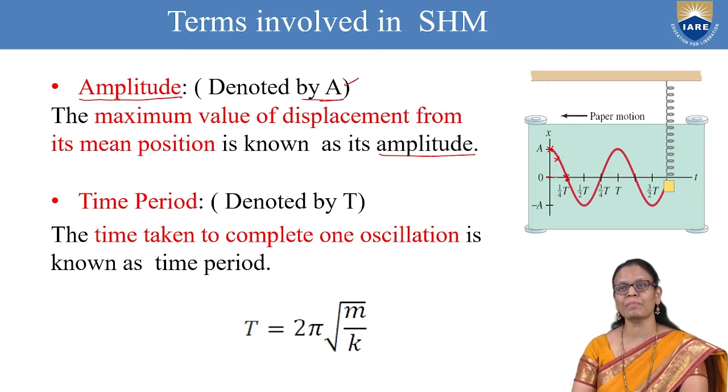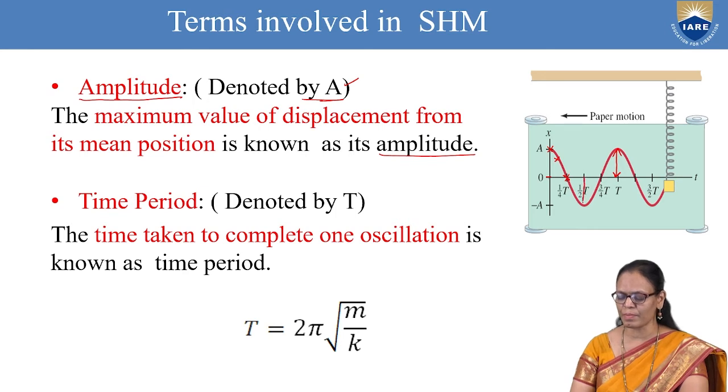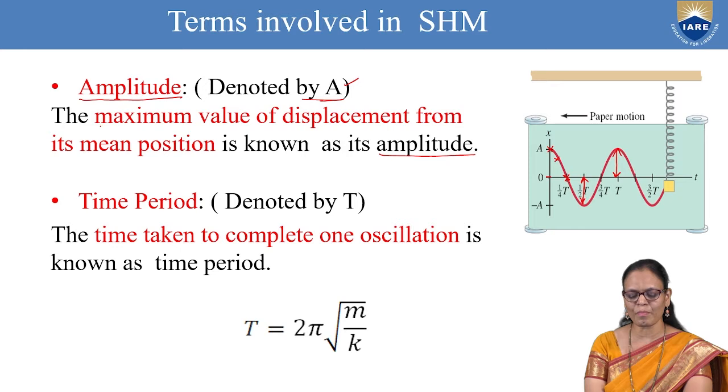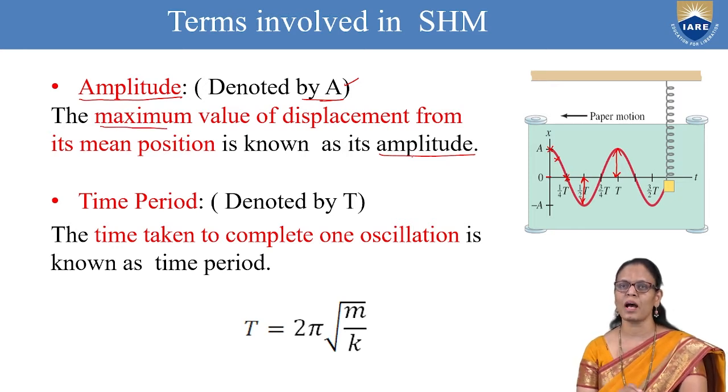In between, it can be somewhere here. So when you see this interval of t seconds, as the object moves, this is the maximum displacement it can have in the upward direction, and this is the maximum displacement in the downward direction. So the maximum value of displacement from its mean position is called the amplitude.